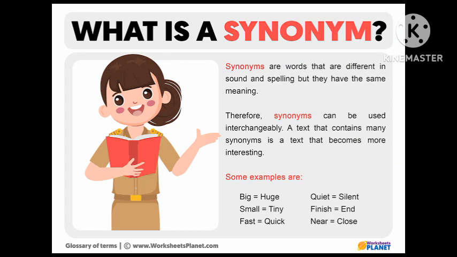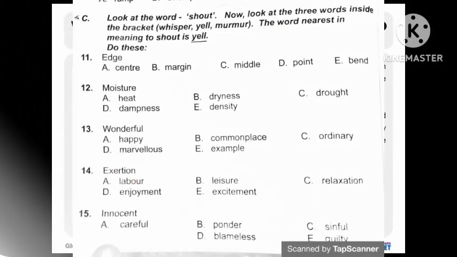Synonyms. What is a synonym? Synonyms are words that are different in sounds and spellings, but they have the same meaning. Therefore, we say synonyms can be used interchangeably. Some examples are big, huge, fast, and quick.